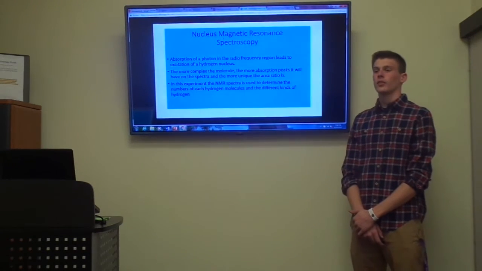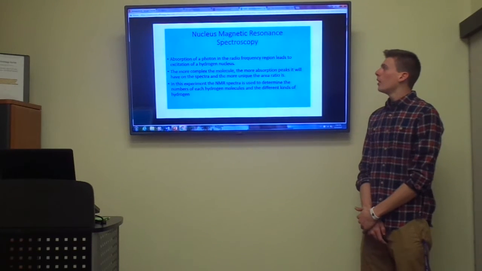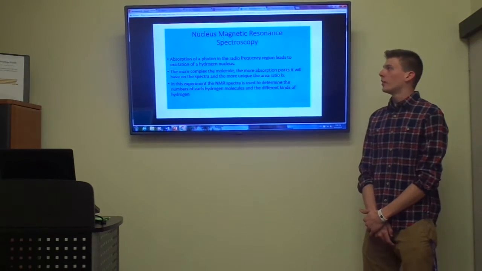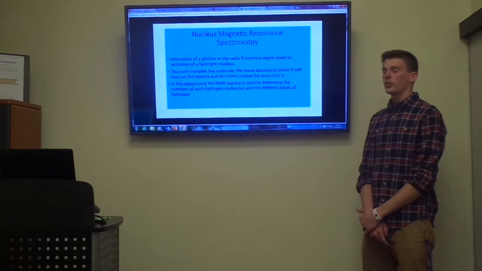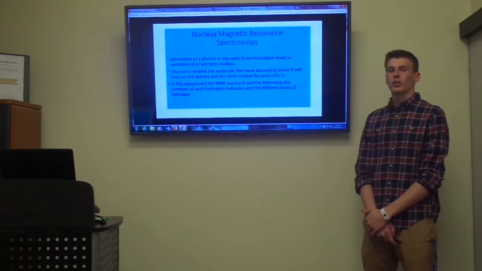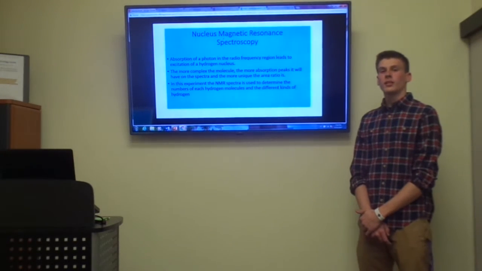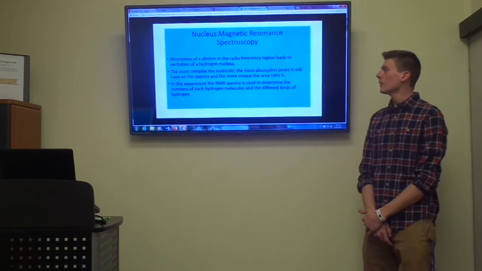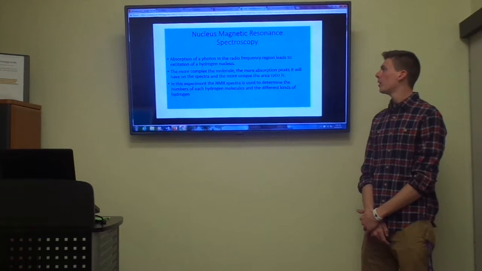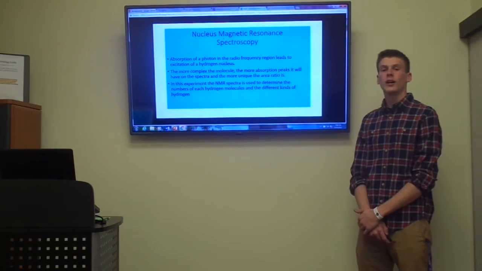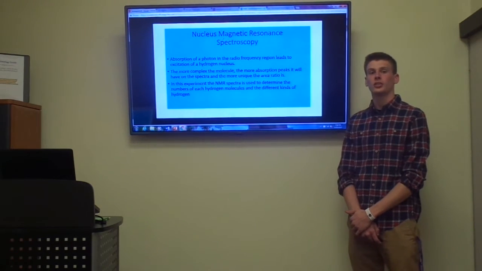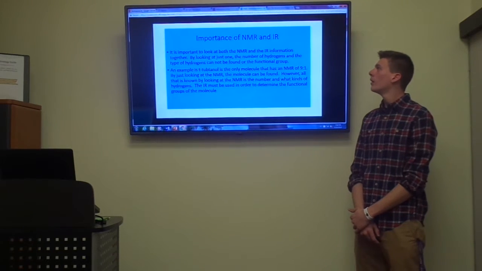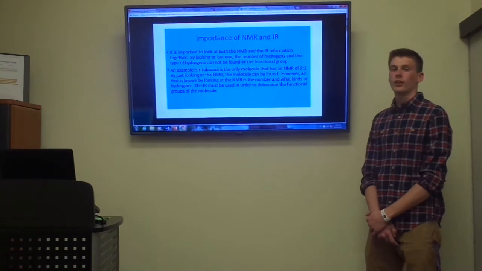Nuclear magnetic resonance spectroscopy. The absorption of a photon leads to the excitation of the hydrogen nucleus. The more complex the molecule, the more absorption peaks it will have, and the more unique the ratio will be. In this experiment, the NMR spectra is used to determine the number of hydrogens and what kind of hydrogens are present.